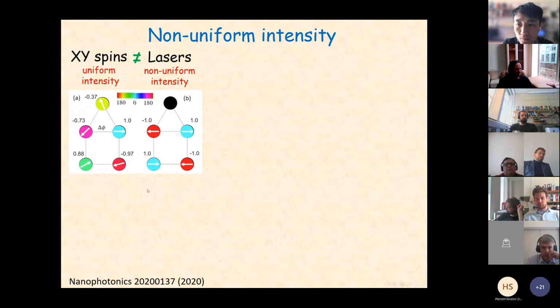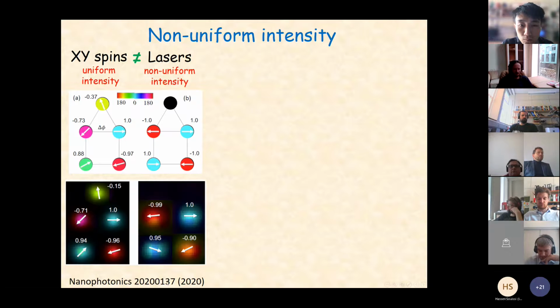What happens if we force the intensities to be the same? We can do that with feedback. We actually can control the intensity of each laser. I'll show you in a moment. So we actually did that in this publication.